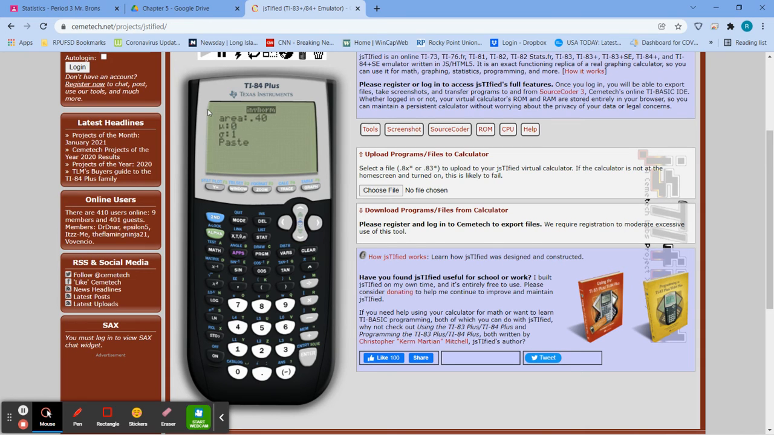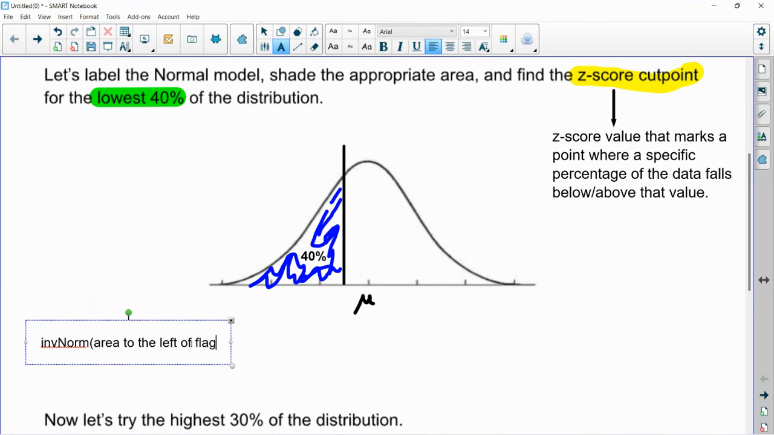So right underneath we see mu, which is our mean. We're going to leave that as 0 because remember we want a z-score. That means we've standardized our values where our mean is 0 and our standard deviation is 1. So we're going to leave the 0. We're going to leave the 1. We're going to highlight paste, press enter, and press enter again. And there's our z-score.